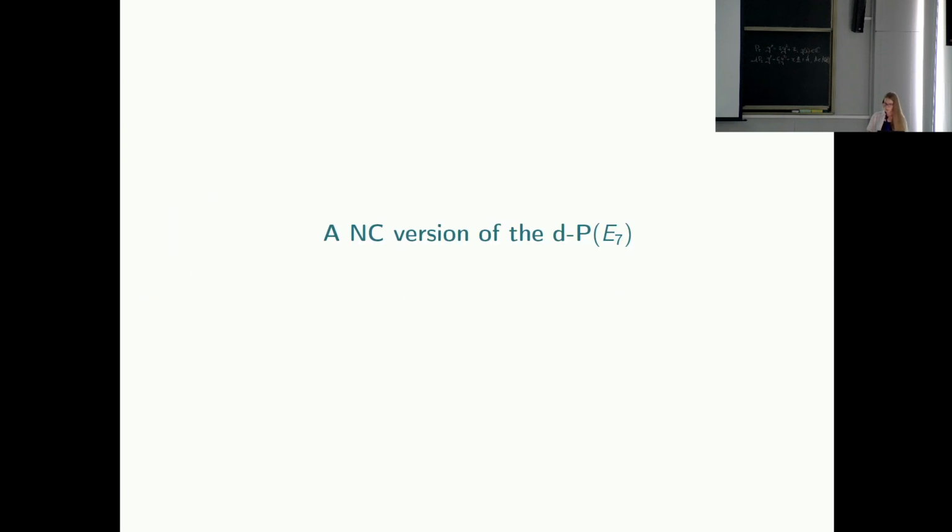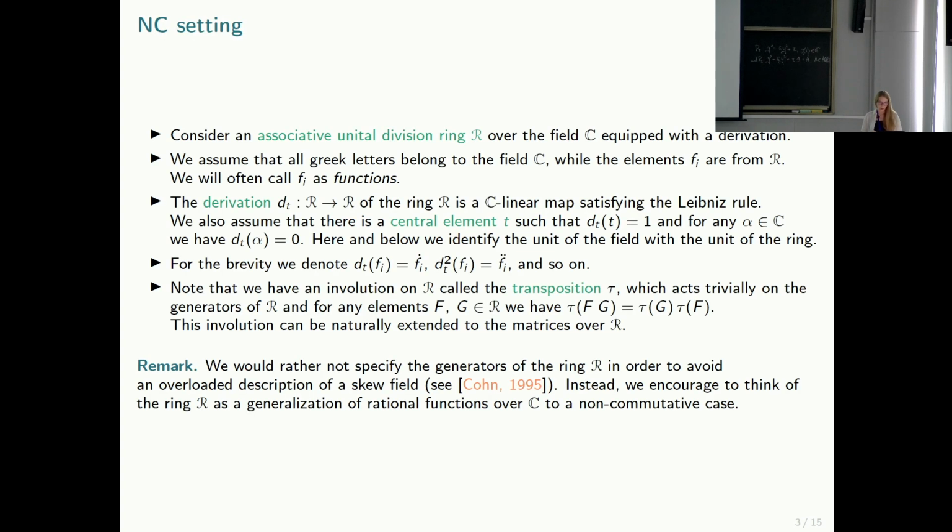So let me show you the main example of my talk. But before we go further, let us consider the non-commutative setting in which we are working. We are working in an associative unital division ring over the field C, which is equipped with a derivation. Some notation: we assume that all Greek letters belong to the field and all elements belong to our ring.